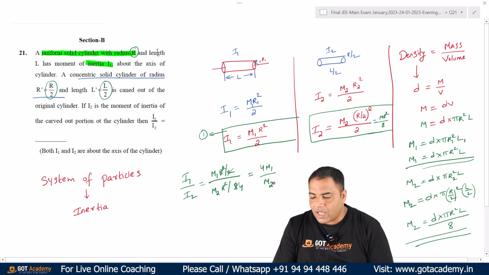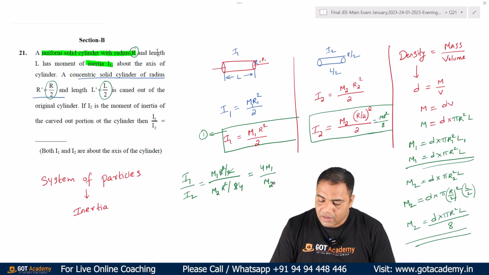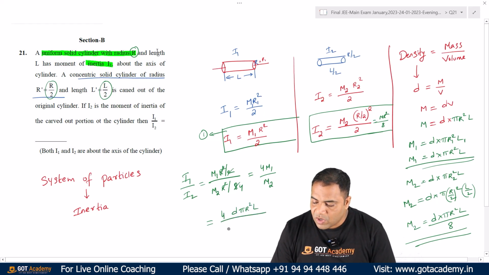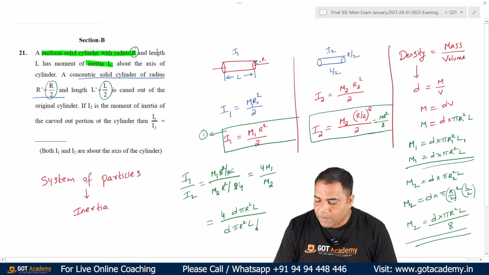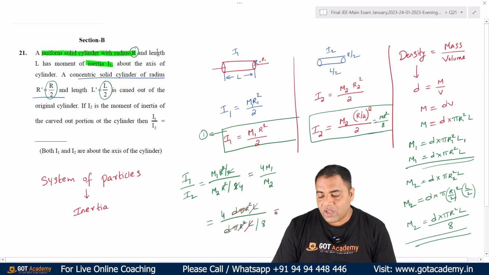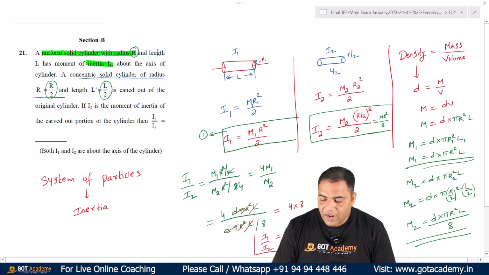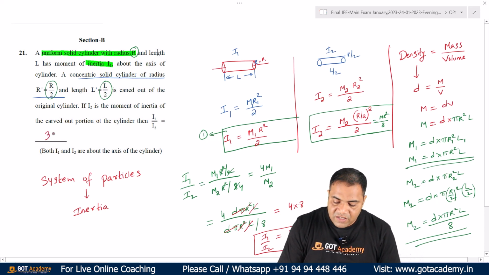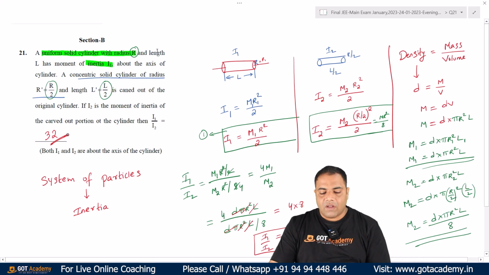Okay. So let us substitute the values we are having here. So 4, in place of m1 you are having d pi r square L. In place of m2 you are having d pi r square L by 8. So d pi cancel, r square cancel, L and L cancel. So 8 is going upside. So 4 into 8 it is 32. So now I1 by I2 is 32. So the answer for this particular question is I1 by I2 is 32. Okay, my dear children. Now let us move on to the next one.